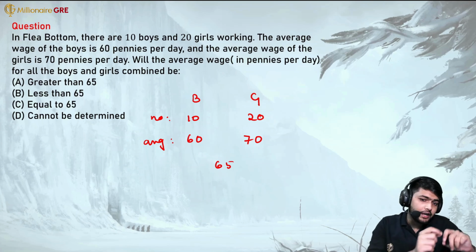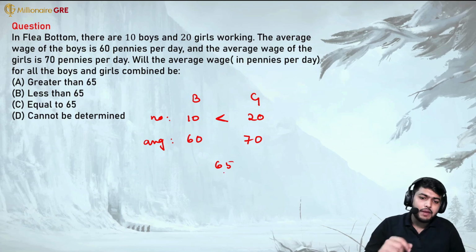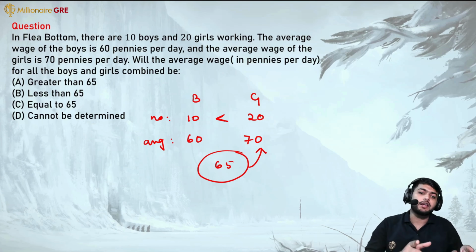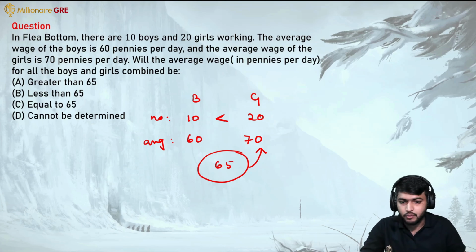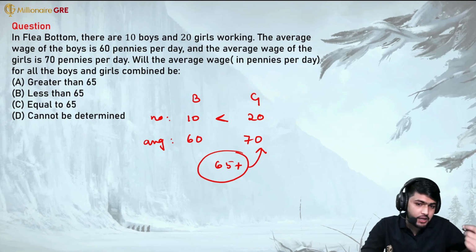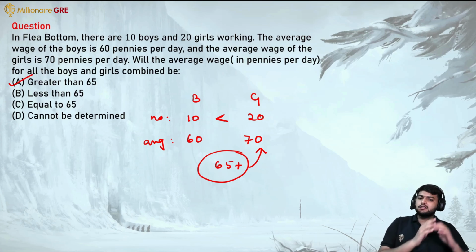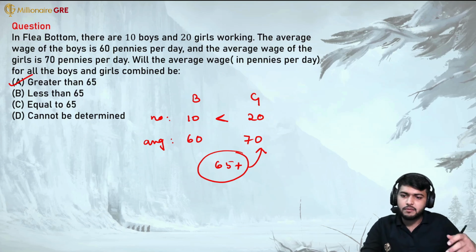But we know that girls are more. Number of girls is more. It means the weighted average should be closer to 70. Weighted average should be closer to average of girls because girls are more. So weighted average should be more than 65. It should be 65 plus. So A is the correct answer. Since girls are more, weighted average should be closer to girls' average. Hence weighted average should be more than 65. Option A.